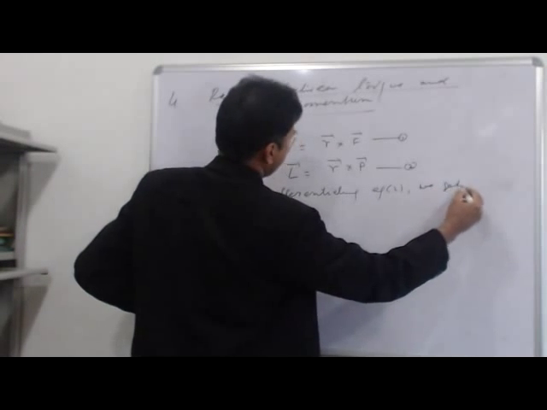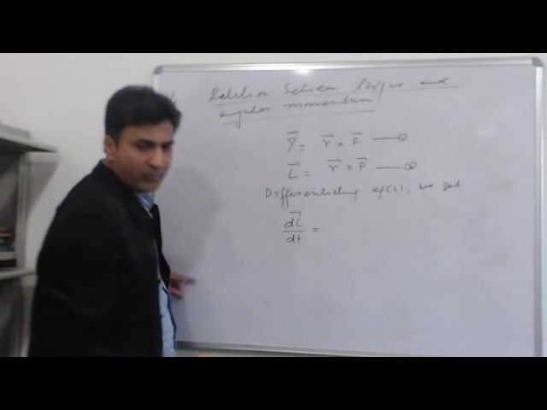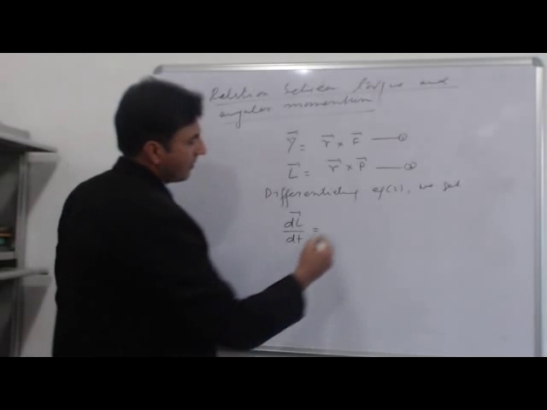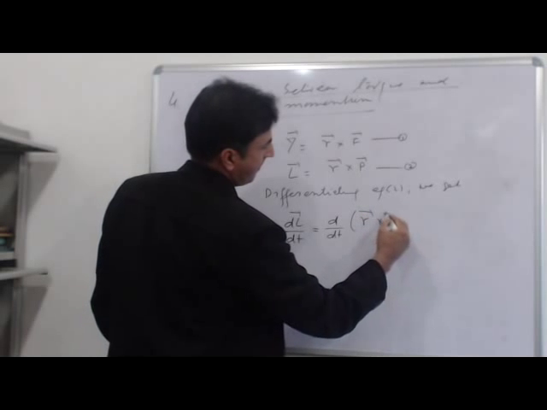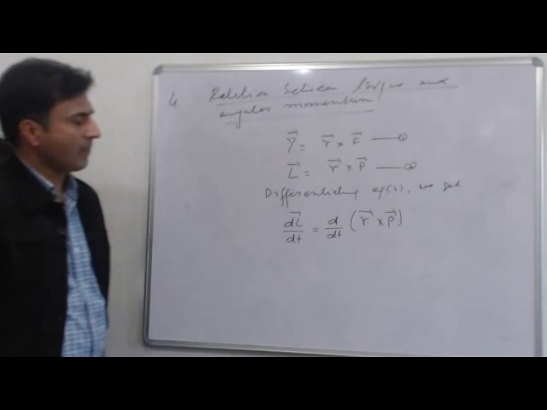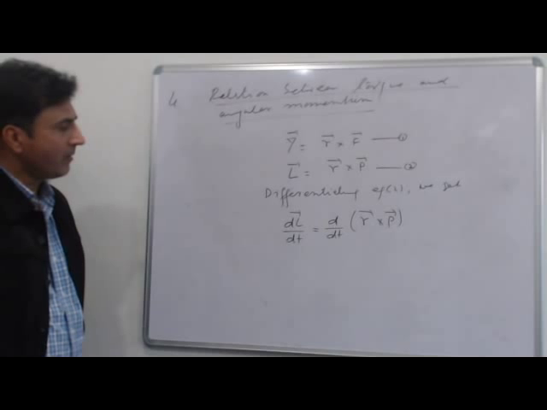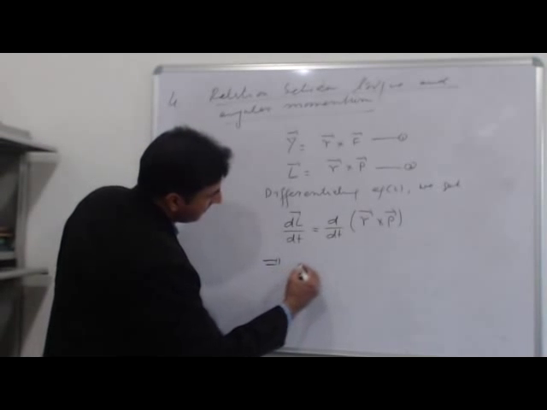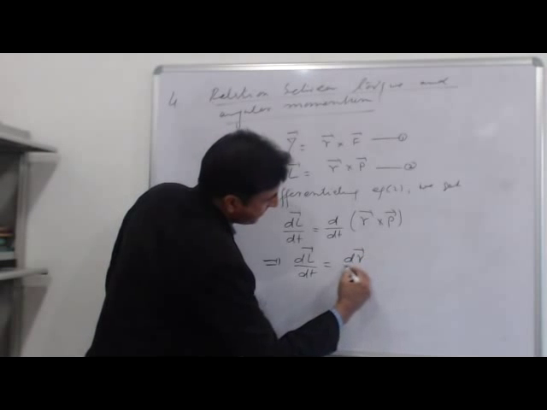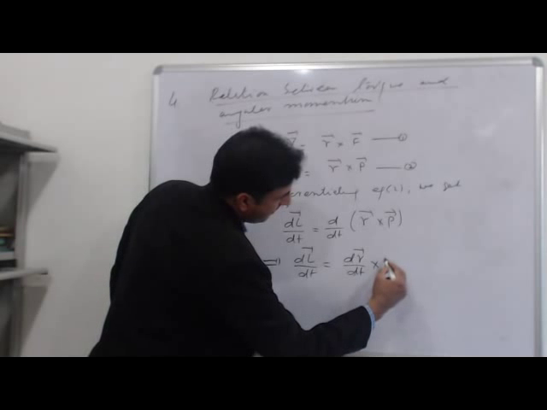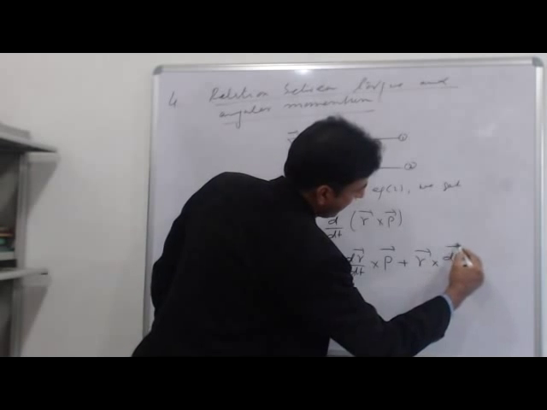We get dL/dt is equal to d/dt of r cross p. Expanding it a little further, this dL/dt will be dr/dt cross p plus r cross dp/dt.